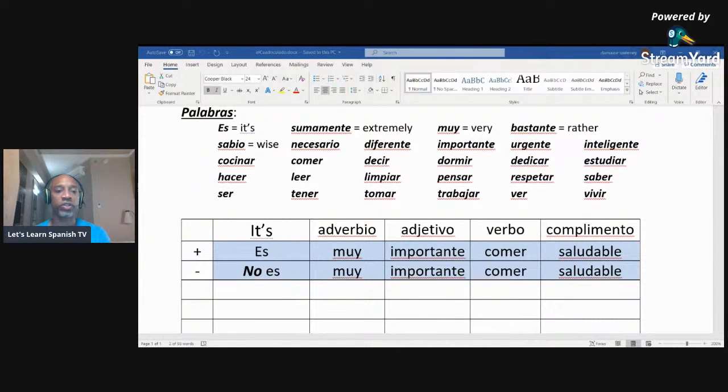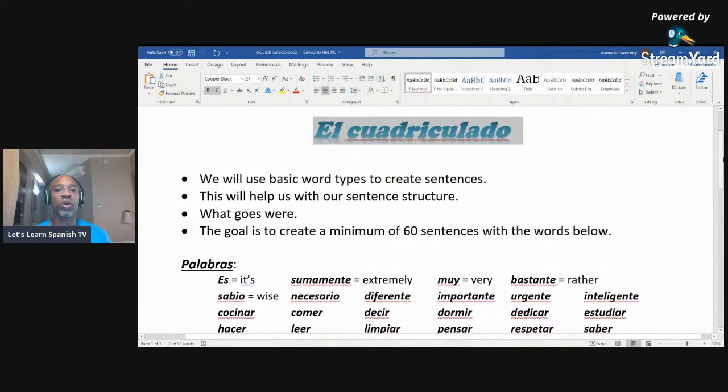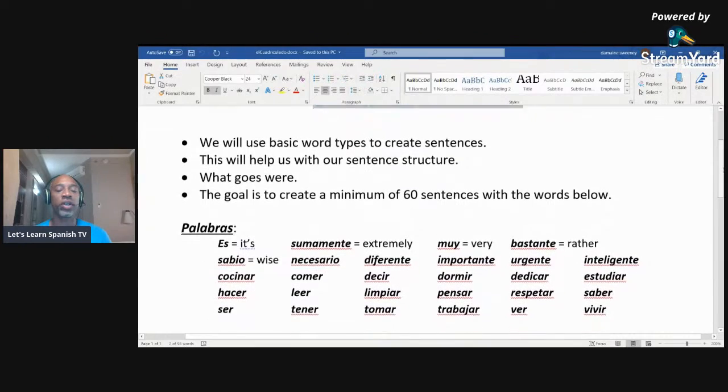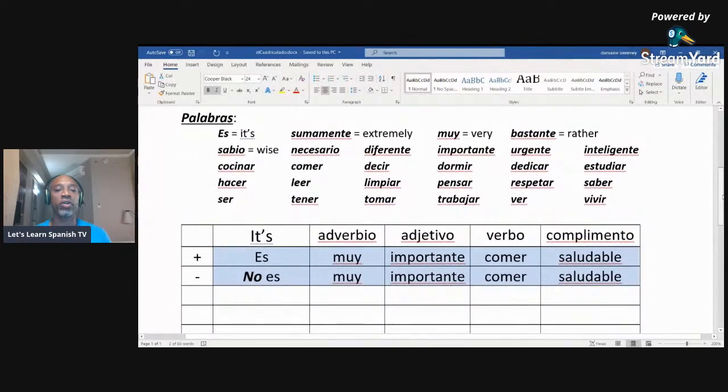All right, so let's do this. Let's look at this here. Let's describe the words and then let's understand how we put them together. Also, like I said, email me. I can give you a copy of the document if you want to practice with it, okay? So here it is, el cuadriculado. Okay, ask for that document. And let's go ahead here.